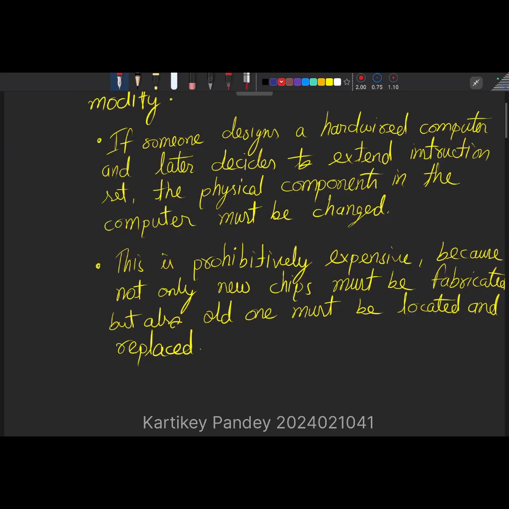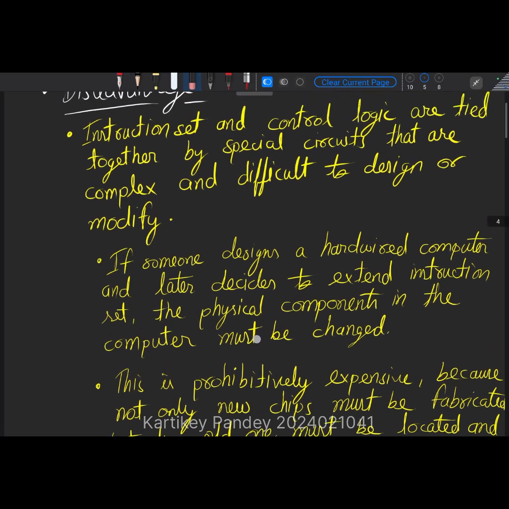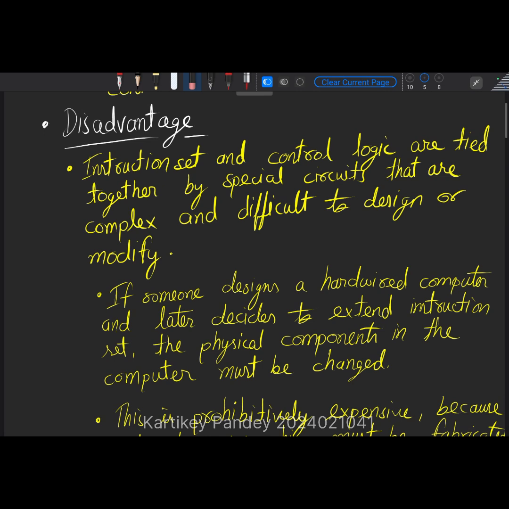Thus, it becomes prohibitively expensive because not only must chips be fabricated, but also the old ones must be located and replaced, which will be a hectic and very expensive task for anyone. Thus, it is very hard to modify or update a hardwired control unit, and thus it is very rarely used to make computers.